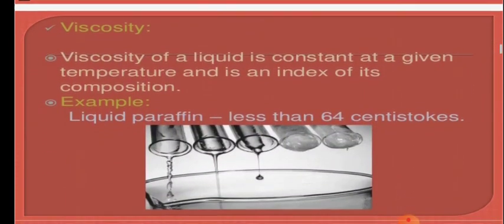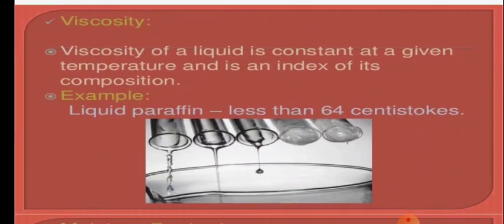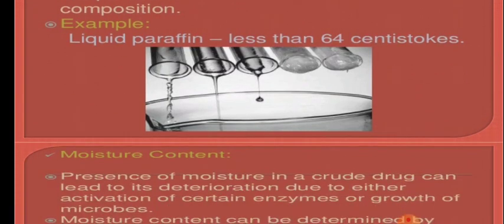Then in viscosity, as it is a liquid, it is constant at a given temperature and is an index of its composition, right. A good example is liquid paraffin, less than 64 centistokes, which is to be measured.